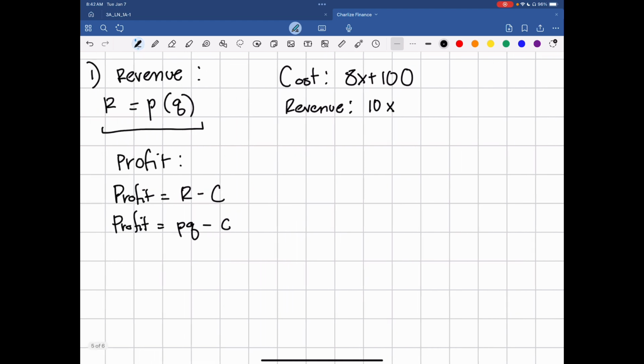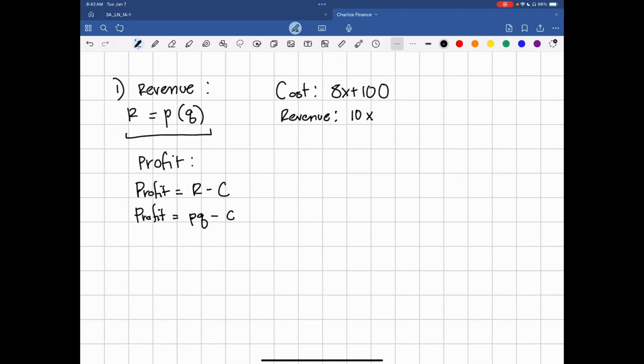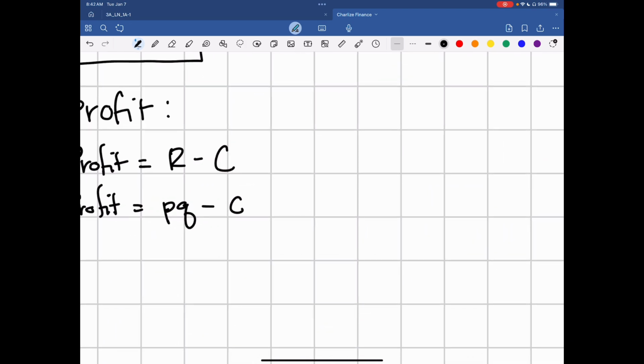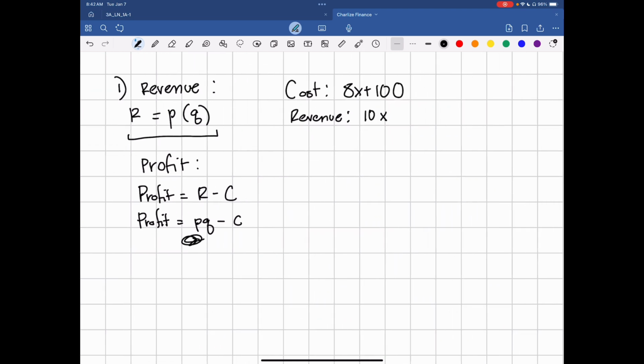So our goal in this question is to represent the daily profit with only one variable. Right now, I have one, two, and three variables. I don't want three variables. I only want one. I only want the X because I only know the X. I only know the amount of t-shirts, and I want to relate the two equations.